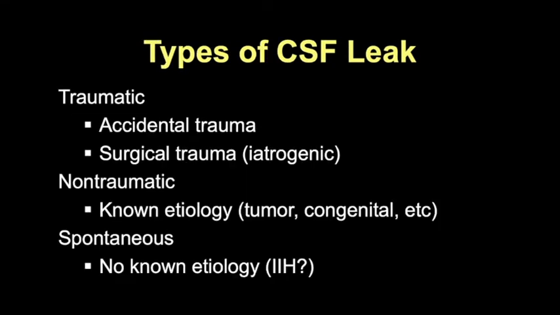So historically, the most frequently encountered types of CSF leaks are traumatic leaks, those that result from accidental trauma, as in the prior patient, or iatrogenic trauma due to skull base or endoscopic sinus surgery. Rarely, leaks can also occur due to underlying congenital lesion or tumor. However, we're increasingly seeing patients with spontaneous CSF leaks without any history of trauma or known etiology, and these patients often have clinical and imaging overlap with idiopathic intracranial hypertension, or IIH.